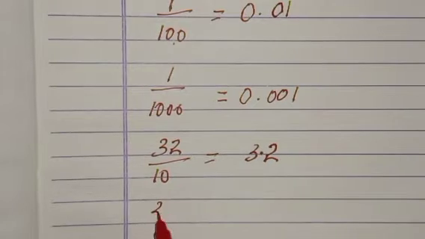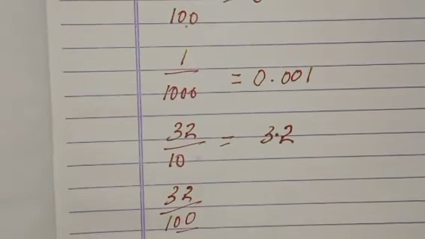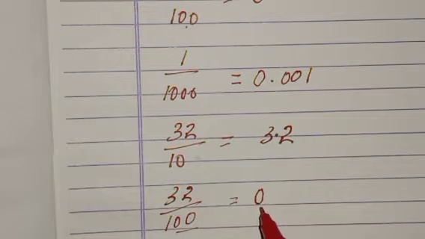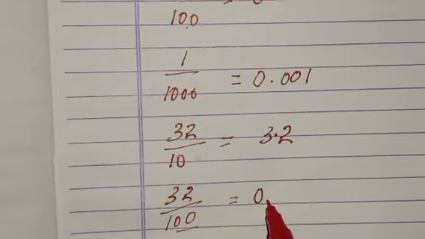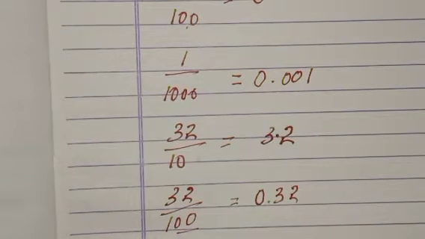Then if 32 by 100 is the question, I told you if it is 2 zeros, then after the point 2 numbers will be there. So what is the answer? 0. If you didn't put 0, no problem, you can just write the point. Then 32 is the answer. Understand? Here if it is 100, after the decimal, 2 numbers will be there.